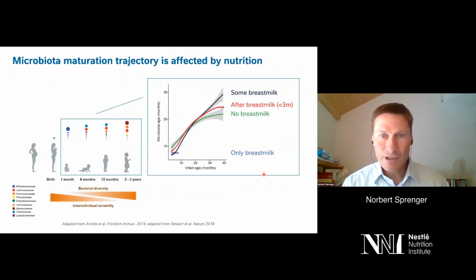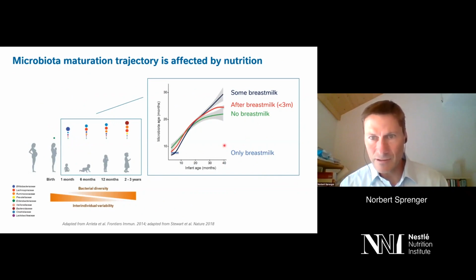Now let's look at nutrition. So I show you here a microbiome age trajectory. And this was published based on the stratification of whether the infants get some breast milk after 3 months when these data were collected, or after breast milk, that means they had breast milk only before 3 months but not after, or no breast milk. And you can see that there is a different trajectory. So there is a different microbiota age when they have no breast milk compared to when they have breast milk.